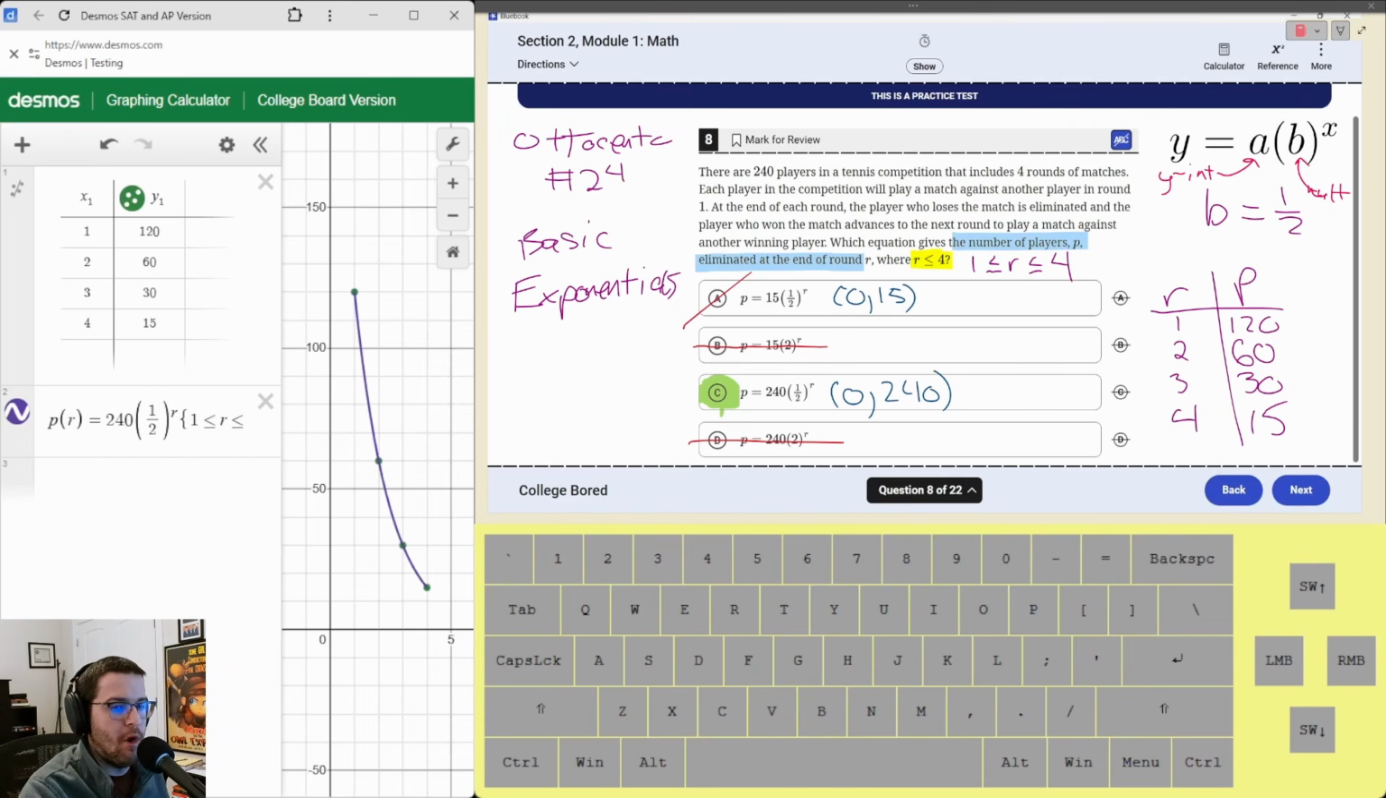I would honestly just plug in 1, 120, get it down to A and C, and then plug in 1, 120 and get the answer.